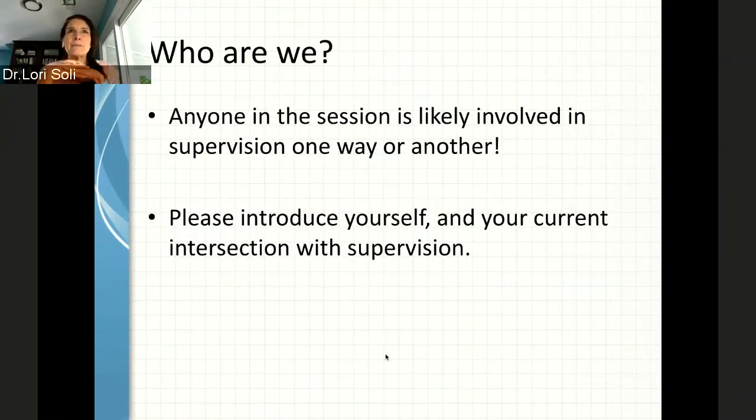So who are we? Anyone in the session is likely to be involved in supervision in one way or another. If not now, then certainly in the future. So if you wouldn't mind just going ahead and introducing yourself and your current intersection with supervision, that would be perfect.